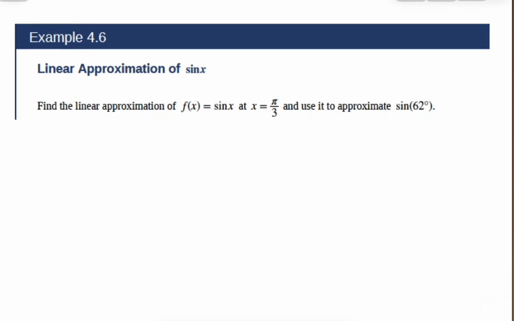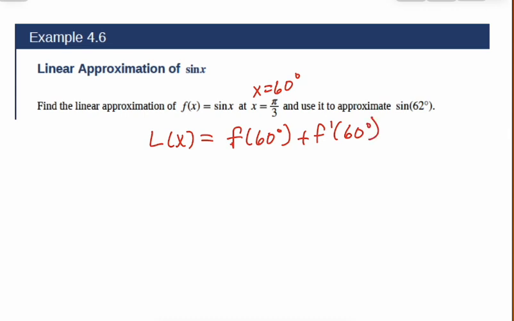If we wanted to approximate the sine of 62, well, I don't know what the sine of 62 is, but I do know what the sine of 60 is, or pi over 3. So we can use that same technique. So let's find out what we know. So we need to come up with a formula for this. Now remember, we're going to do f of 60, I'm going to use degree mode, plus f prime of 60 times x minus 60.